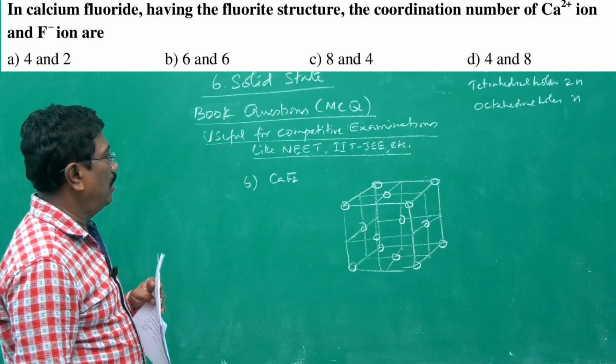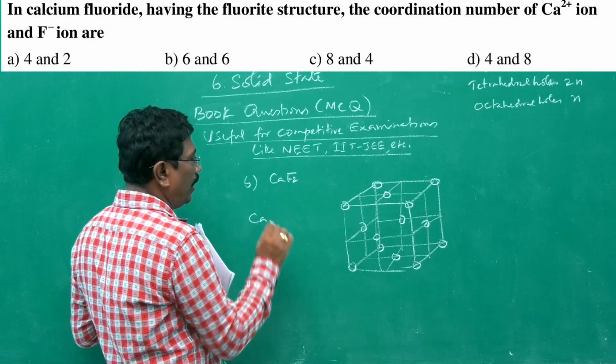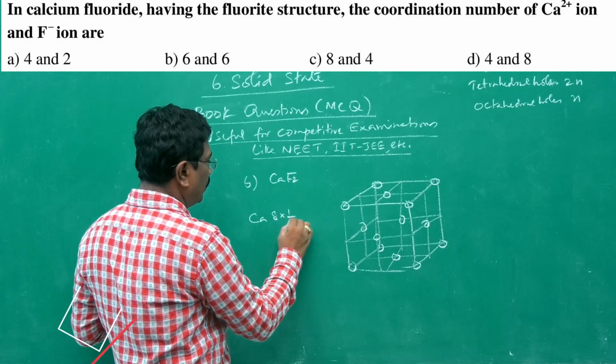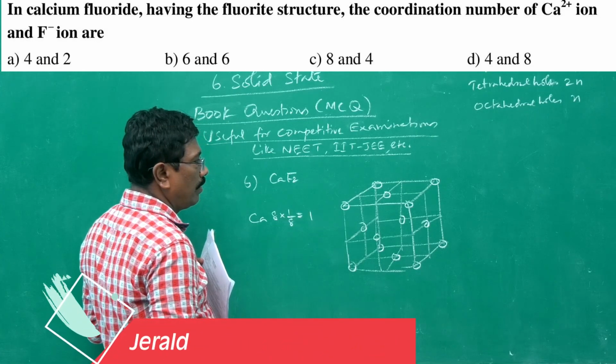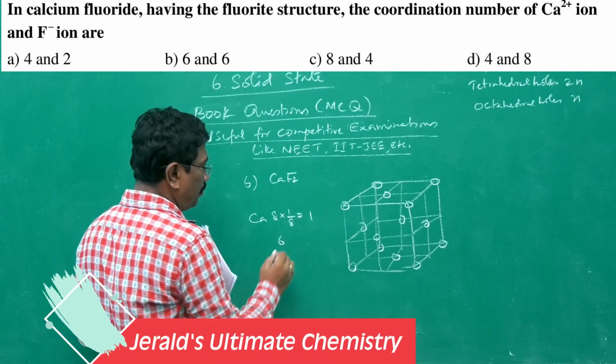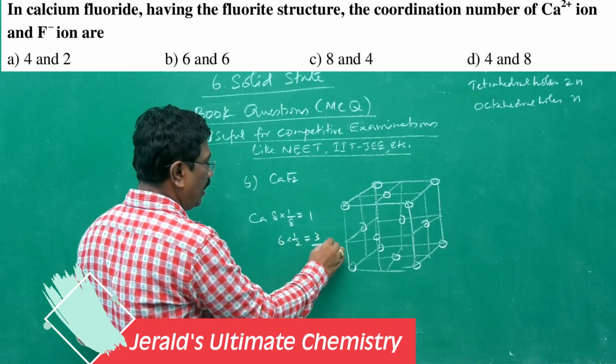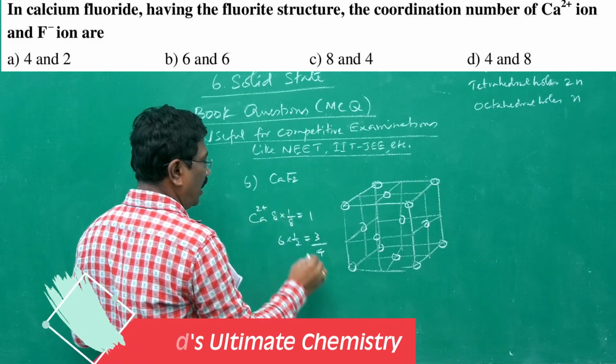Now there are totally calcium atoms how many? 8 corner atoms, contribution 8 into 1 by 8 which is equal to 1, and there are 6 atoms at the center of the face, contribution for the unit cell therefore 3. Total number of Ca2+ ions I can say 4.